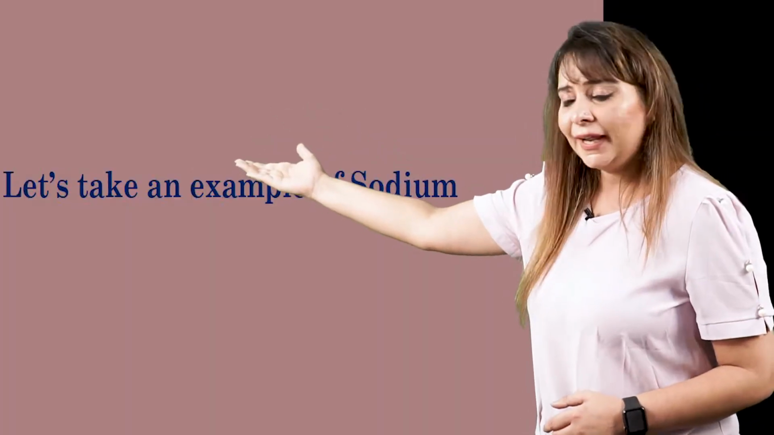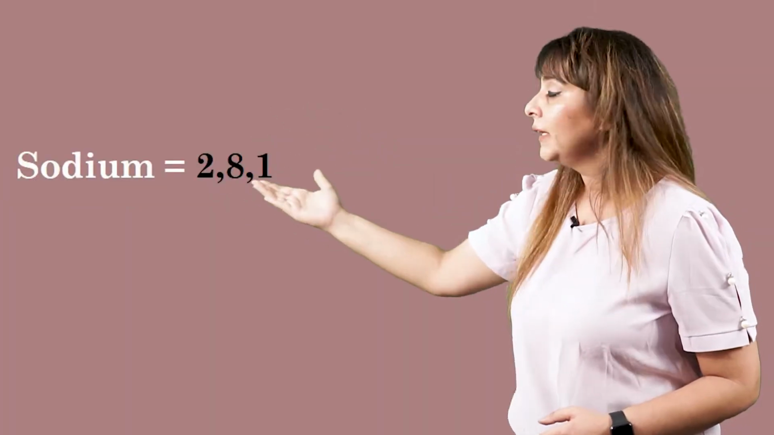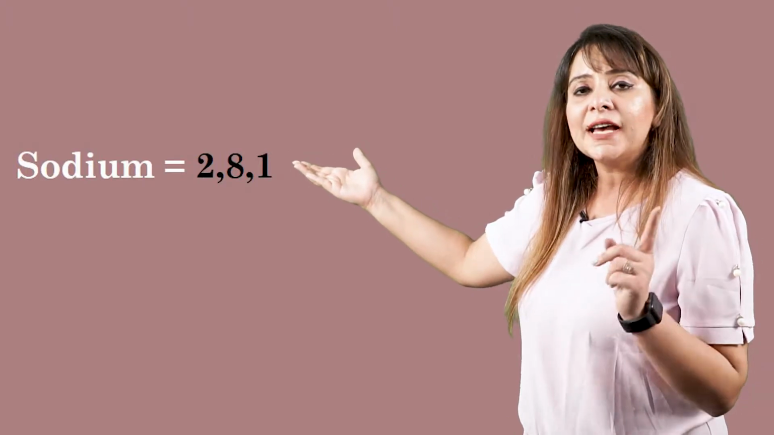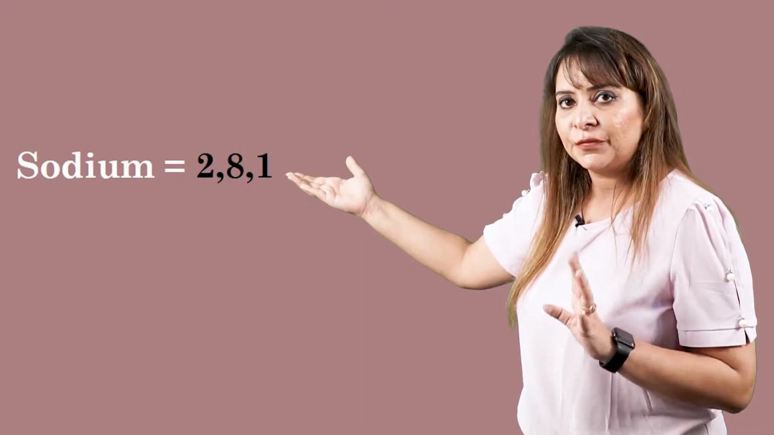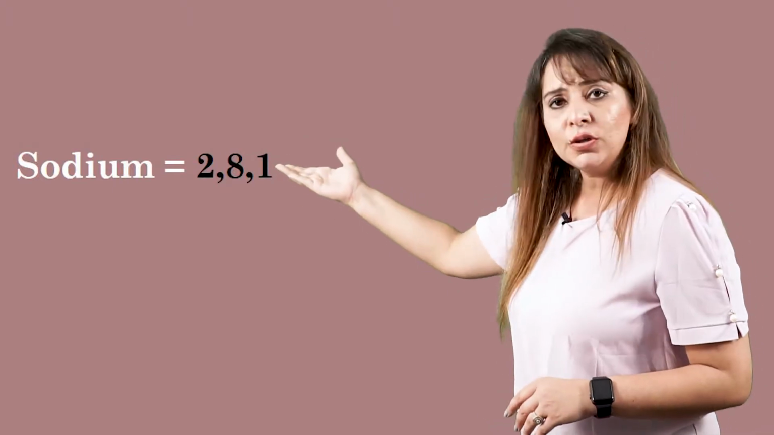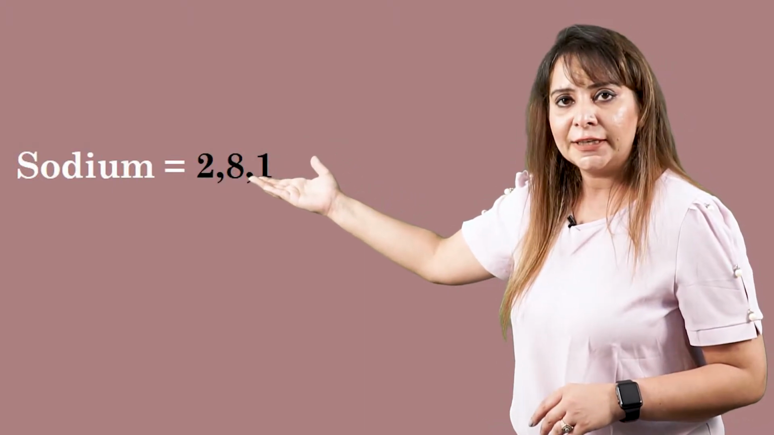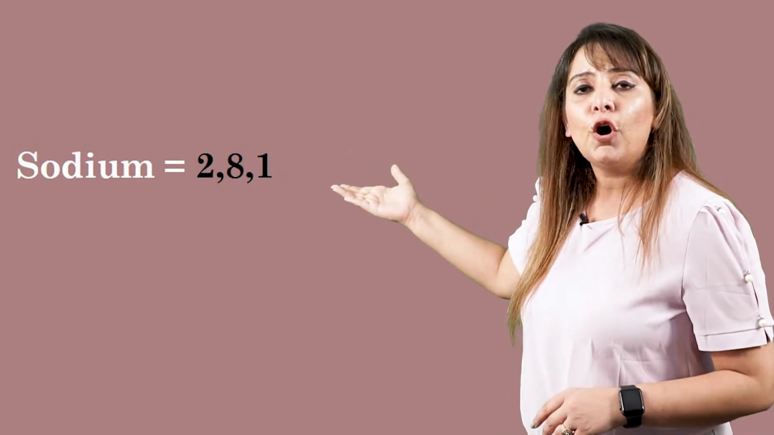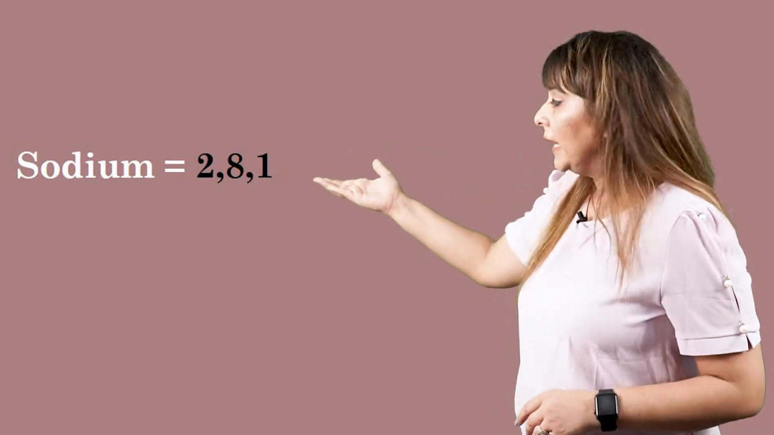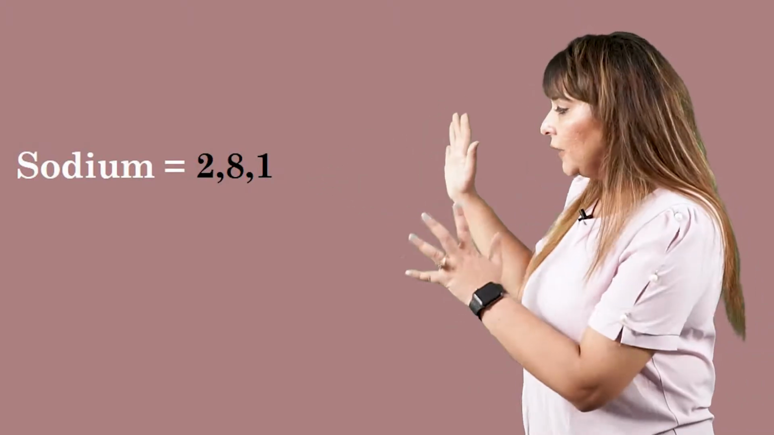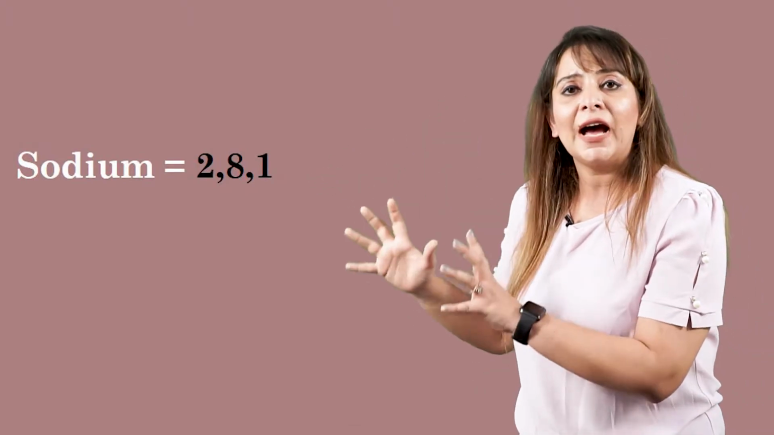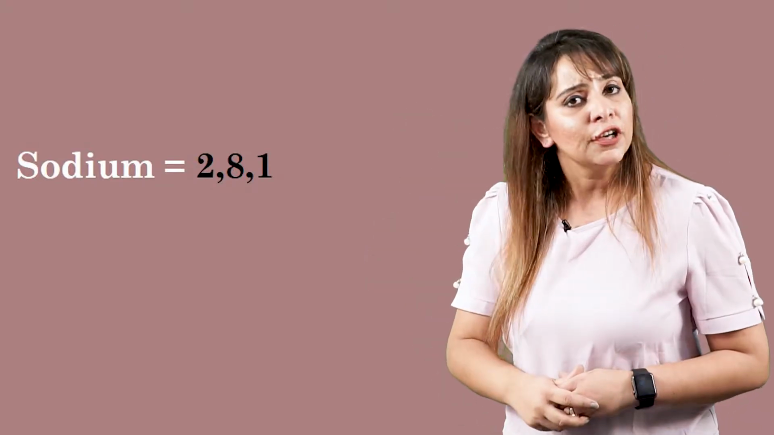When they lose their valence electrons, let's take an example. We have sodium, and the configuration is 2, 8, 1. It will lose 1 electron, because after losing 1 electron, it will have 8 electrons in its last shell, that is, the valence shell. So it will lose 1 electron, and as a result, it will form an electropositive ion, that is, the sodium ion, Na+. It is an electropositive ion because it carries a positive charge.